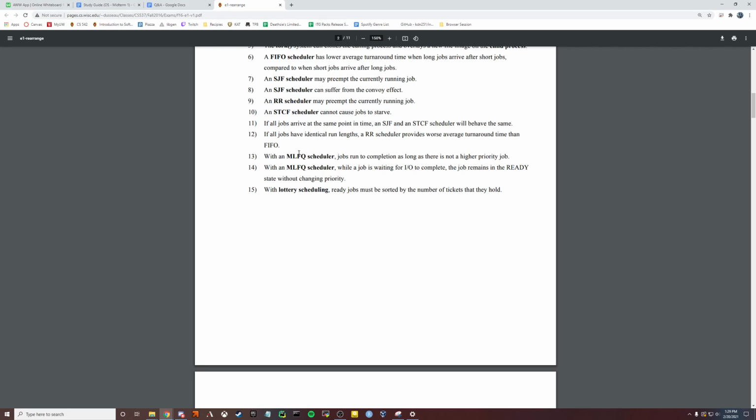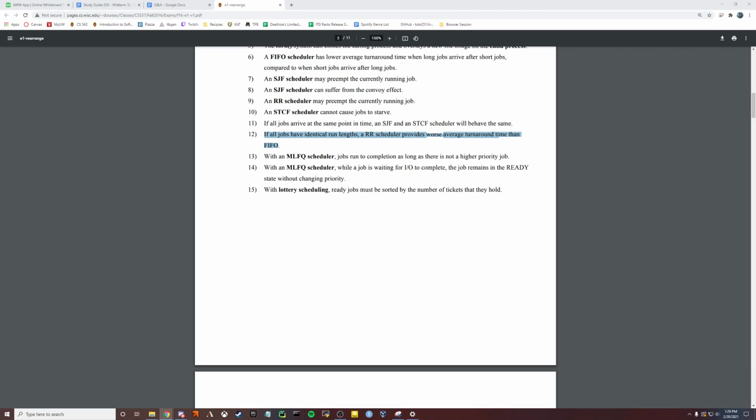All right, number 12. If all jobs have identical run lengths, a round robin schedule provides worse average turnaround time than a first in, first out. Let's see, where's some round robin stuff? FIFO versus round robin, jobs of different length. FIFO versus round robin, jobs of the same length. So slide 31 of lecture 3 is titled FIFO versus round robin, same job lengths.